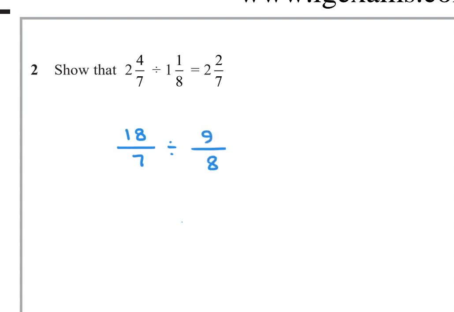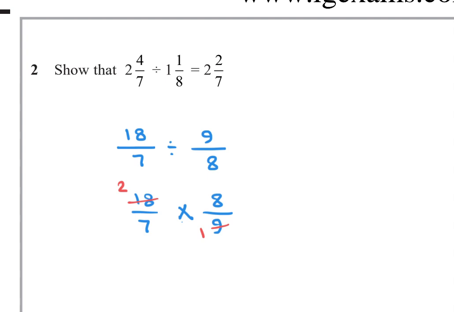Next step, keep the first fraction, 18 over 7, and convert divide to multiply, and find the reciprocal for 9 over 8, which is 8 over 9. Now, if you can simplify before you multiply, it's easier. 9 and 18 divisible by 9, so you can divide. 9 divided by 9 equals 1. 18 divided by 9 equals 2.